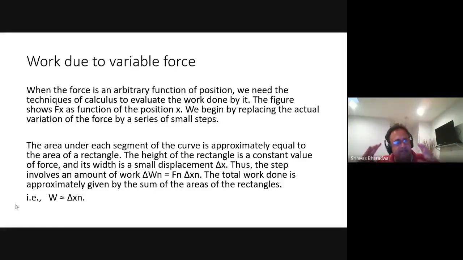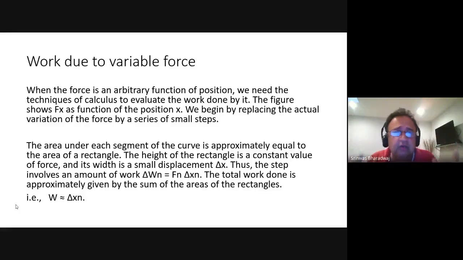When the work is done by a constant force, it becomes just F dx, and it depends on the angle between F and dx. Because dx can be changing, the body could be moving in different directions, so the angle could be changing. Now, in addition to that, the force itself can be changing. The position is changing, the force itself is changing.